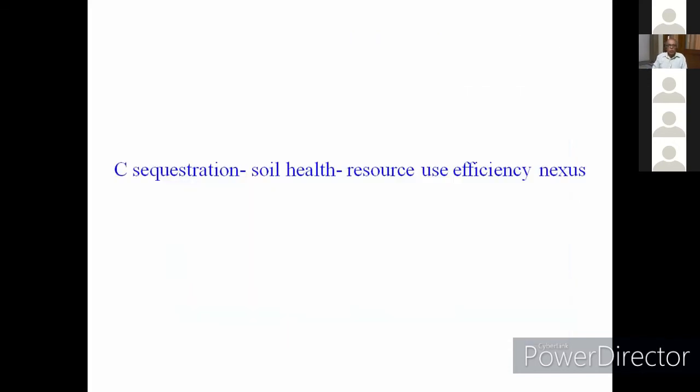Now this brings me to the second part of our lecture. First I said how to sequester carbon. Now I would say there is a nexus between carbon sequestration, soil health, and resource use efficiency. So they are all interrelated. You can read from carbon sequestration to resource use efficiency, and from resource use efficiency to carbon sequestration. So they are all interlinked.